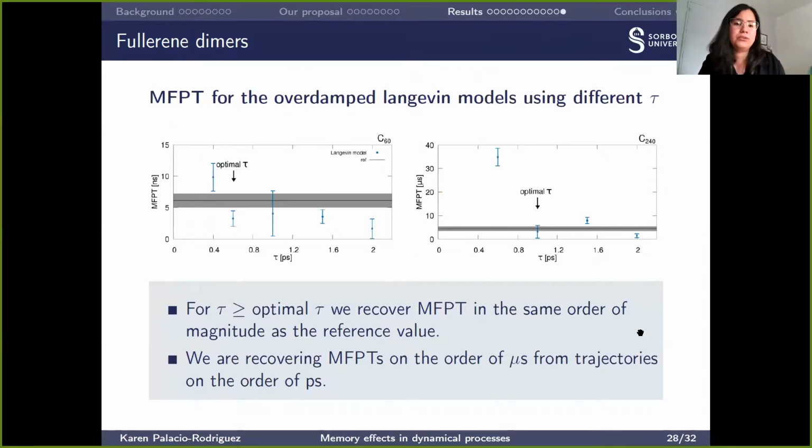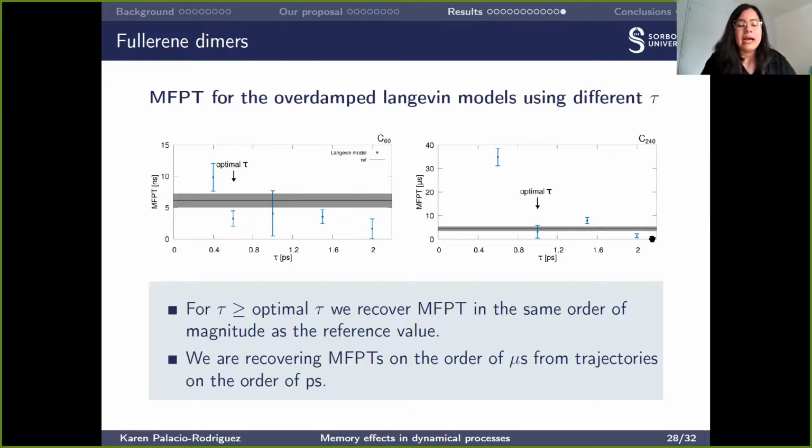And now we go to the kinetics. In the mean first passage time, we can also make similar conclusions to the ones that we have for the double well potential. So basically here, for the optimal Langevin models, you see for the optimal tau that you end up, for the two cases, with mean first passage time of the same order of magnitude as the reference.